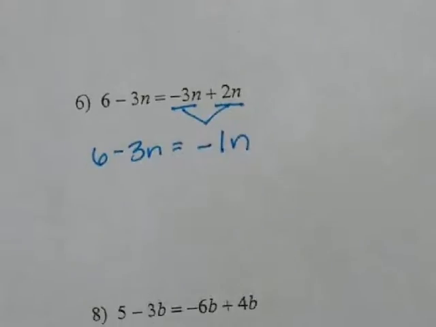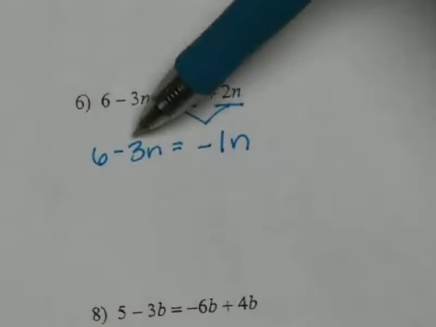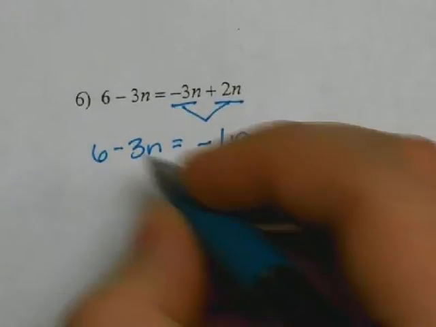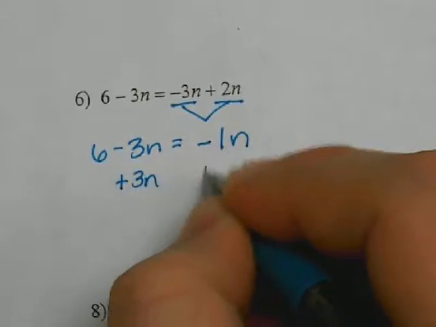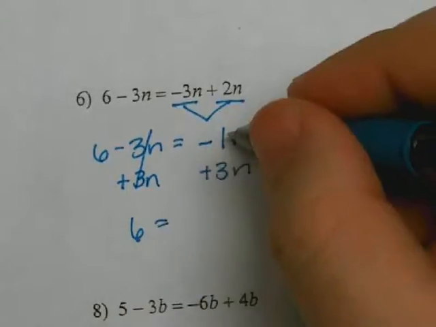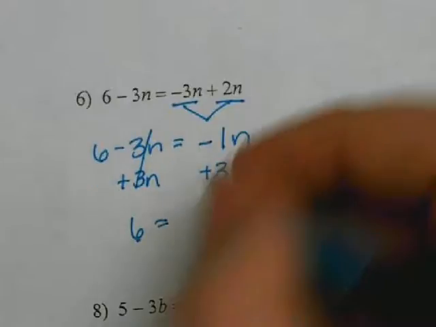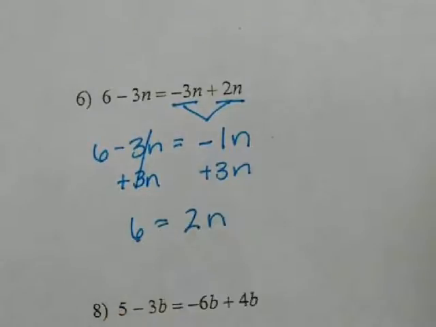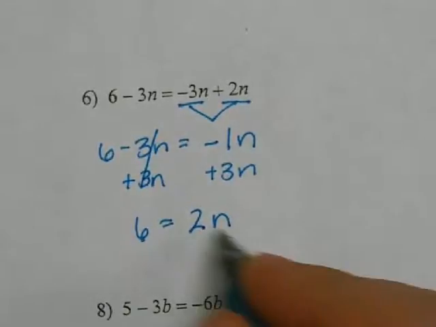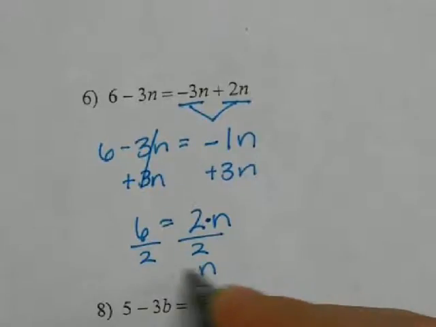Then from there, I need to get my variable to one side. I can't combine anything else, so I would add this 3n to both sides. This cancels, and I have 6 equals negative 1 plus 3n. If you say negative 1, move to the right 3 times, that would take you to a positive 2n. Then from there, we isolate the variable n by doing the inverse operation of multiplication, which is division. Divide both sides by 2, and we get n equals 3.